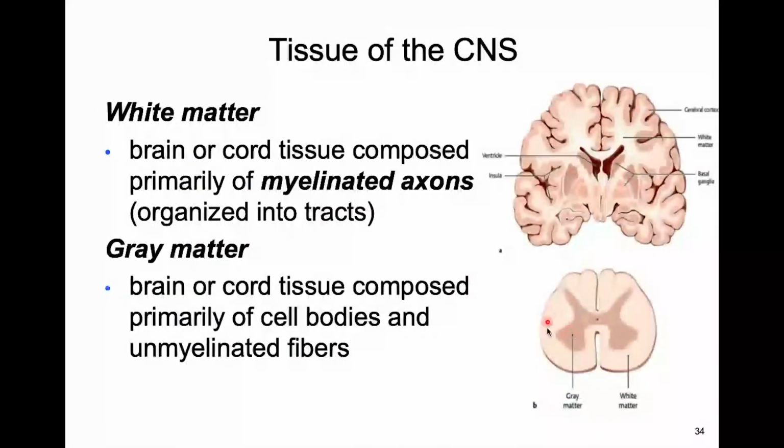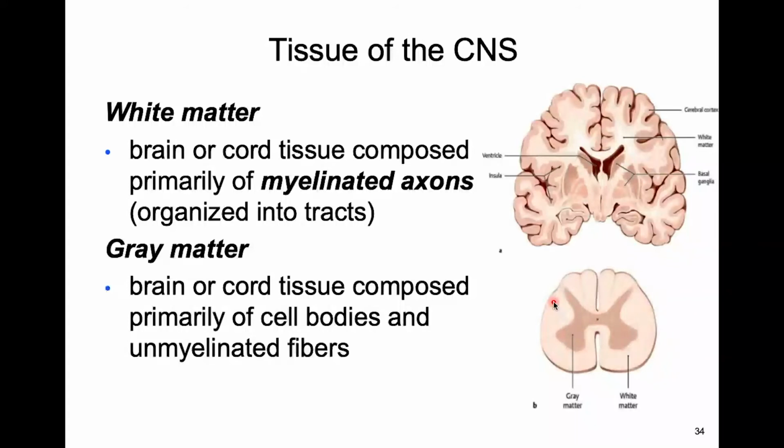Okay, so your myelinated axons you'll find in the white matter. Your unmyelinated axons are going to be located within those regions of gray matter. In the peripheral nervous system, remember these axons are bundled together to form peripheral nerves, right? Within the central nervous system, however, these myelinated axons are organized into structures known as tracts, okay?